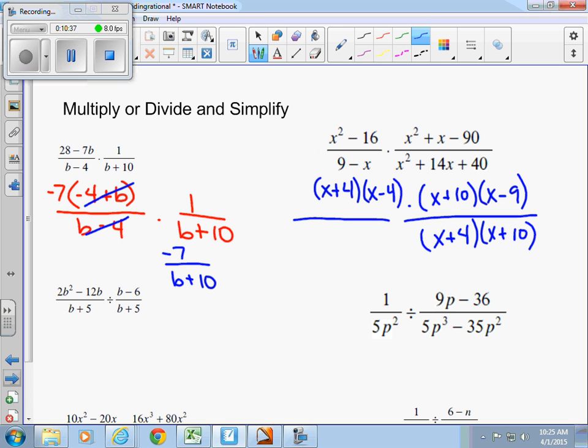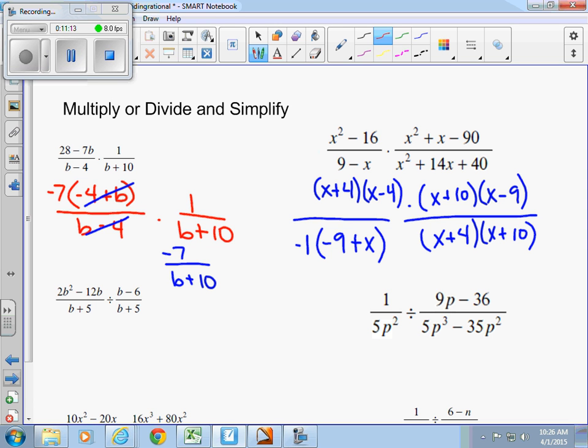Now, the bottom, we could leave it like it is. But since I glanced up here and see this x minus 9, what might we factor out of that bottom? A negative 1. Which makes it that, which is now the same as x minus 9. What do we have left? You'll have to fix it to make it cancel.